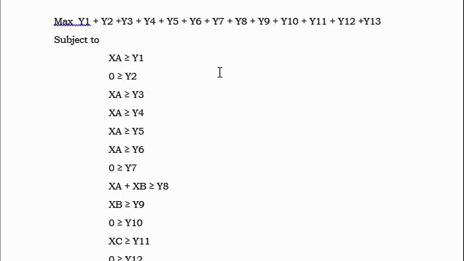So we're going to have here: maximize y sub 1 plus y sub 2 plus y sub 3 up to y sub 13. This is our objective, and subject to our constraints. For each demand node, we're going to write the constraint. The first one is going to be XA greater than or equal to y1.